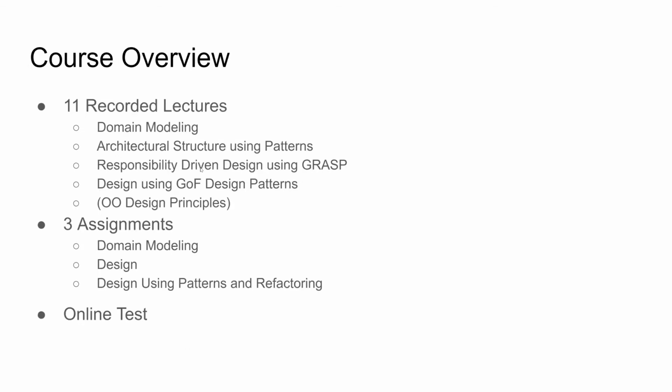So let's take a look at the course in itself. We will have recorded lectures and they will cover 4 major topics. The first topic is understanding of a problem. We do this with domain modeling. Then we will take a look at architectural structure and patterns so that we can have a basic understanding of how to structure our system.